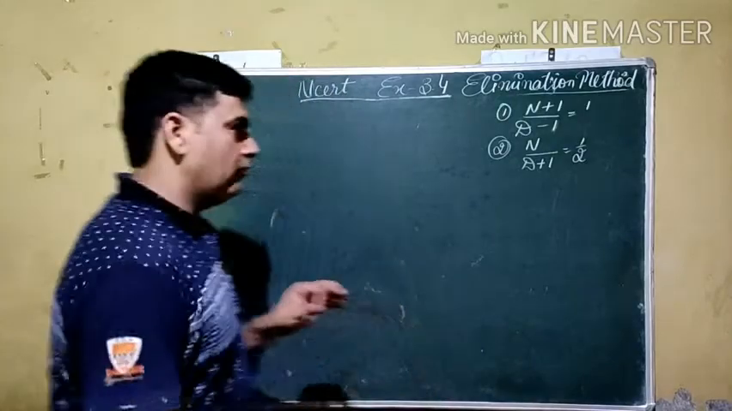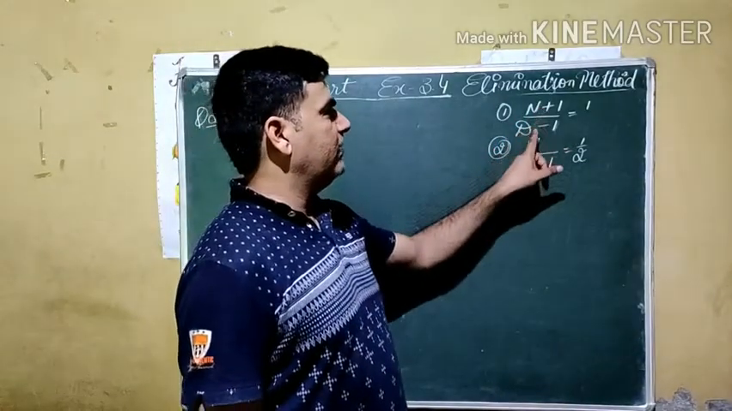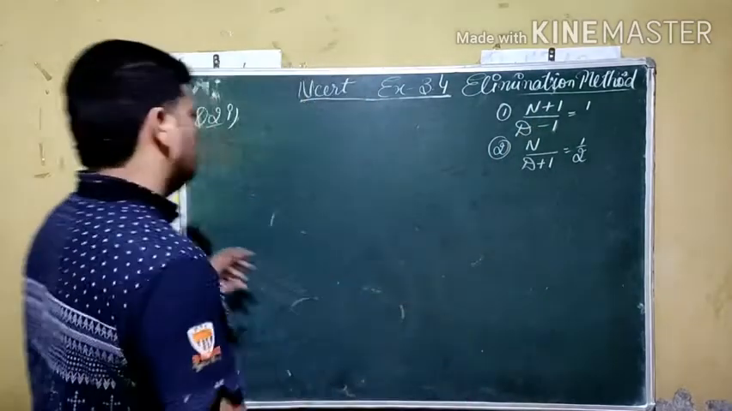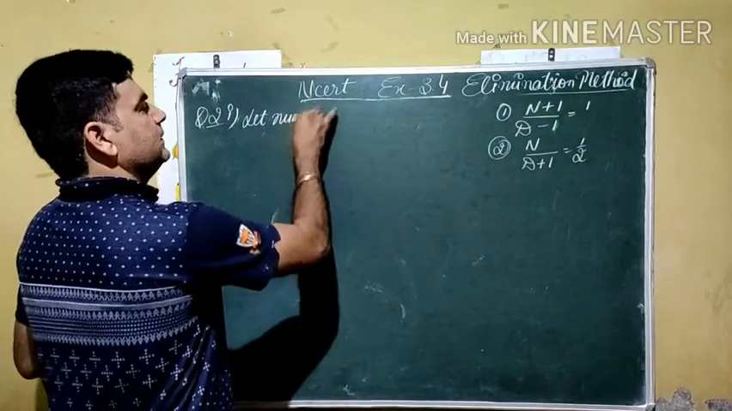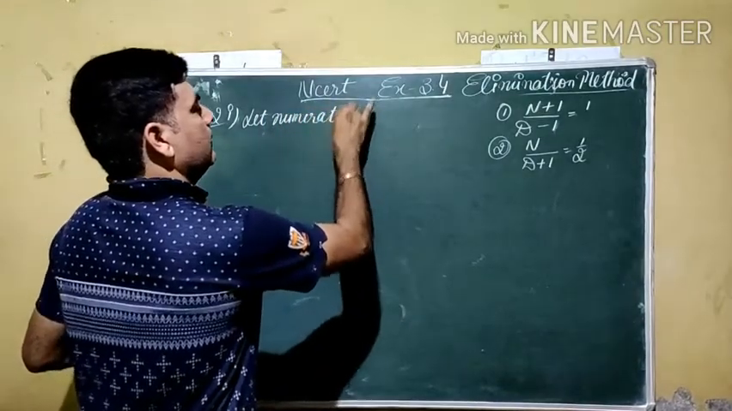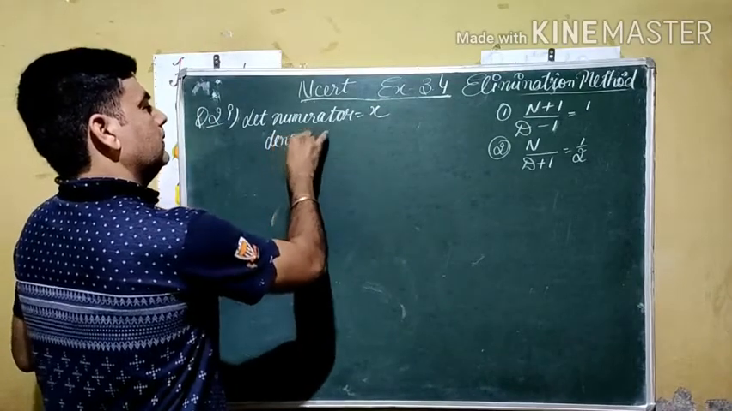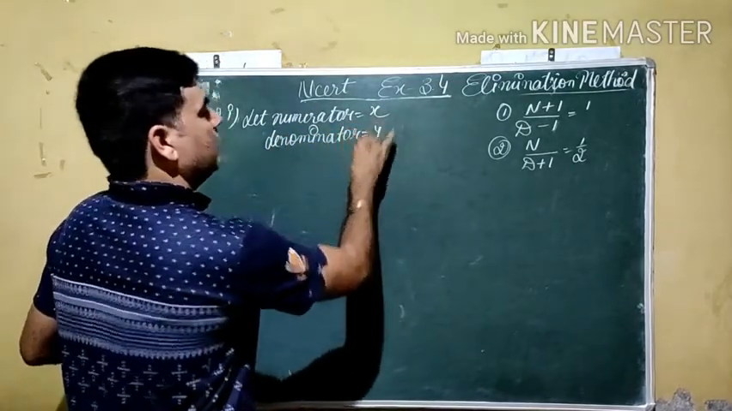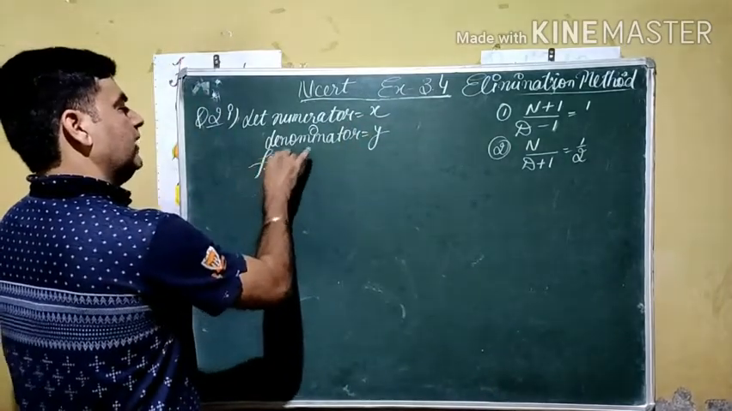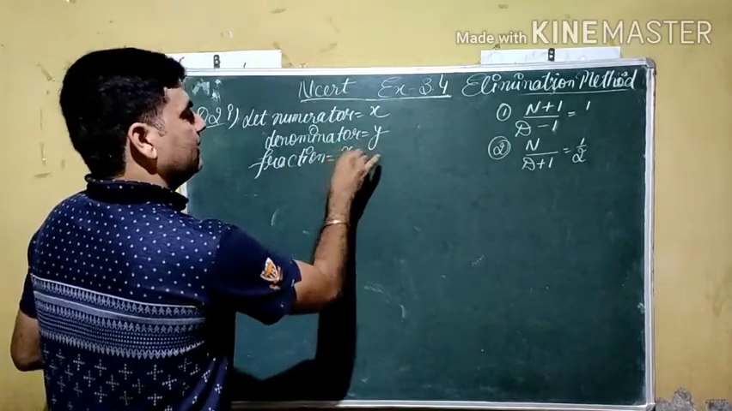Find out the fraction. So what is the need here first? We first need to know what the numerator is and what the denominator is. So first of all, let the numerator be x and the denominator be y. These two requirements are there. So what is the value of the fraction? As you know, the fraction is given by numerator divided by denominator.